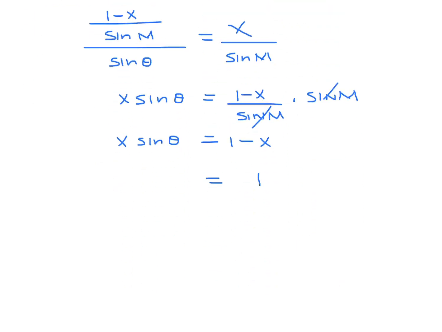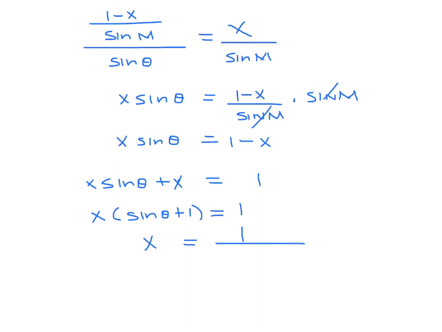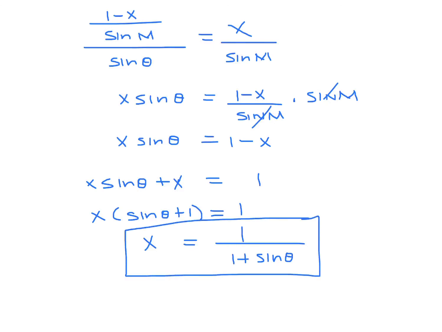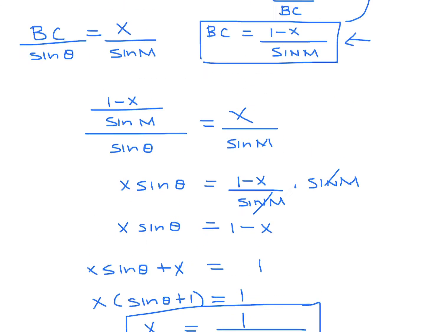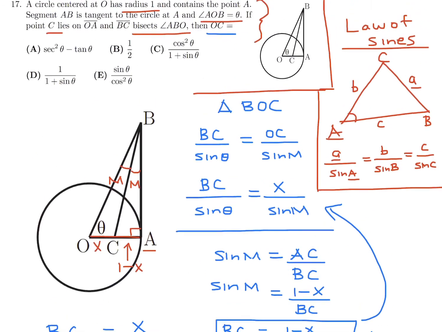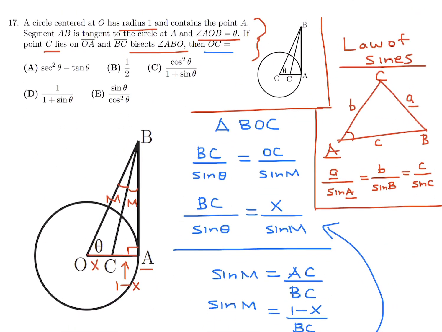Put the x on the other side, we get x sine theta plus x. Factor out the x and you'll get sine theta plus 1. And finally, x is equal to 1 over 1 plus sine theta. 1 over 1 plus sine theta. So let's see, that would be 17D.